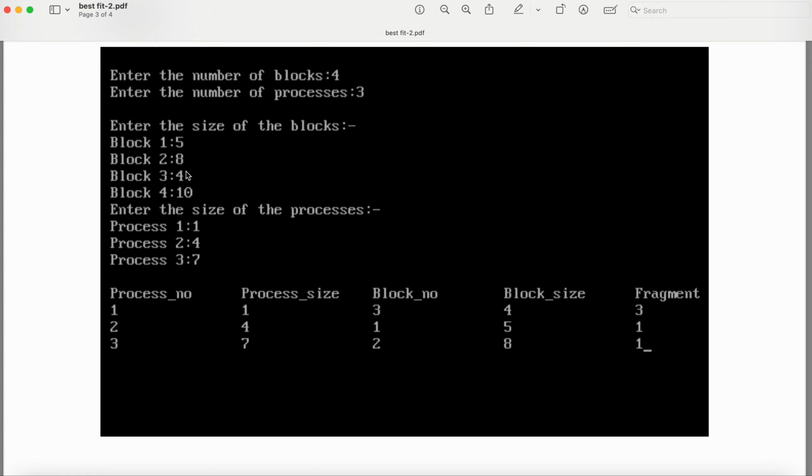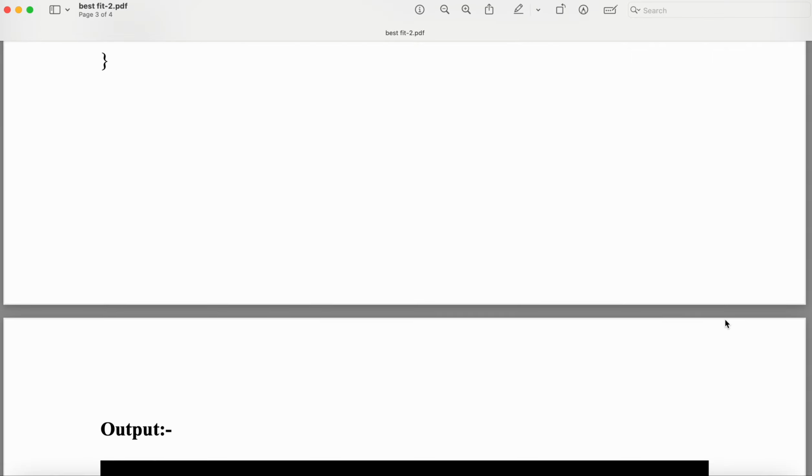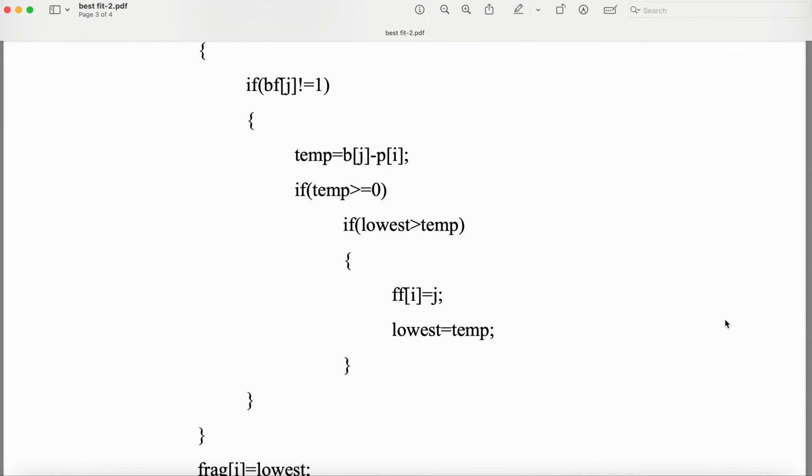Next, the third process. Here the third block and first block are occupied. The third process size is 7. We can store the 7 KB process in the 8 KB block as well as the 10 KB block. Which is the smallest number? 8 is the smallest. So we can store process 3 in the second block. What is the internal fragmentation? 1 is the internal fragmentation. So for this we have to write the program.